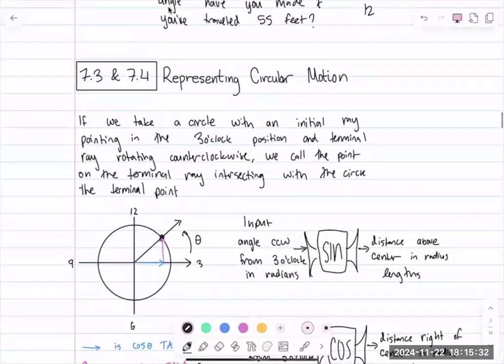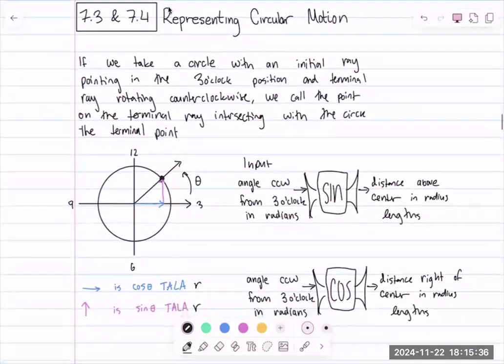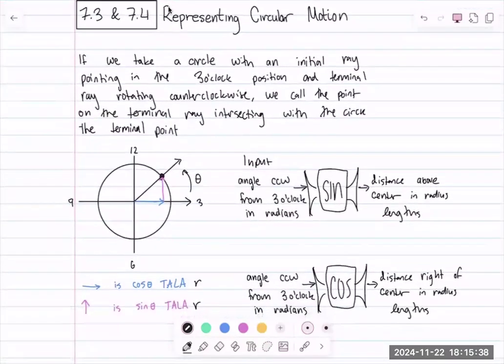All right. On to 7.3 and 7.4. This was representing circular motion. So this is when we introduce the concept of sine and cosine. We're always going to take a circle with an initial ray, so a starting ray, pointed in the 3 o'clock position. We call that the initial ray, and a terminal ray rotating counterclockwise, so up this way. We call the point on the terminal ray intersecting with the circle the terminal point, which I've marked here.